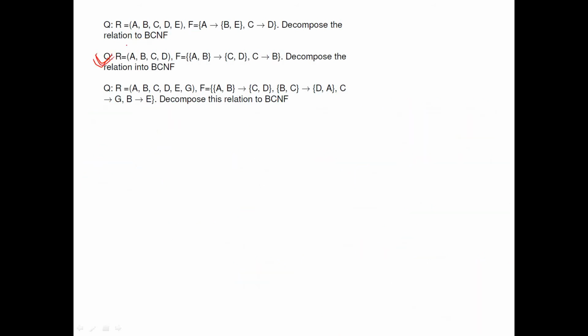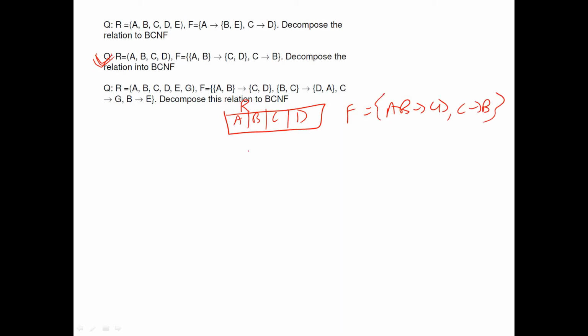This problem we will solve. Here we are given the relation R containing A, B, C, D. My F is given as AB to CD and C to B. It is present in 1NF because the schema is given. Here if I find the key, AB plus will give ABCD.